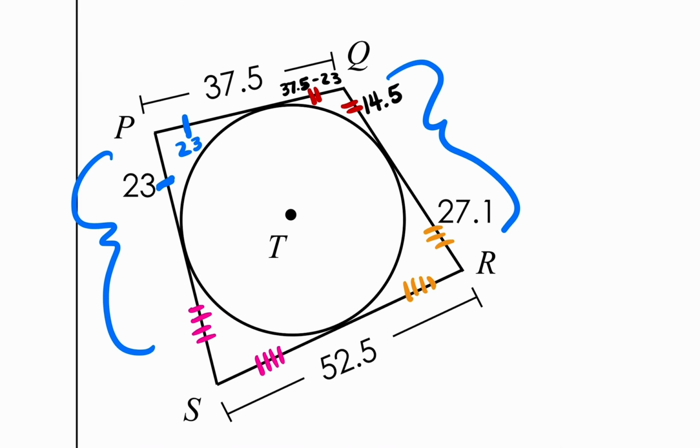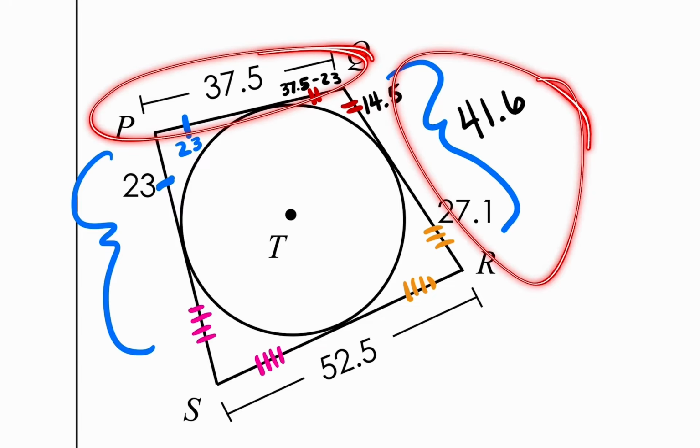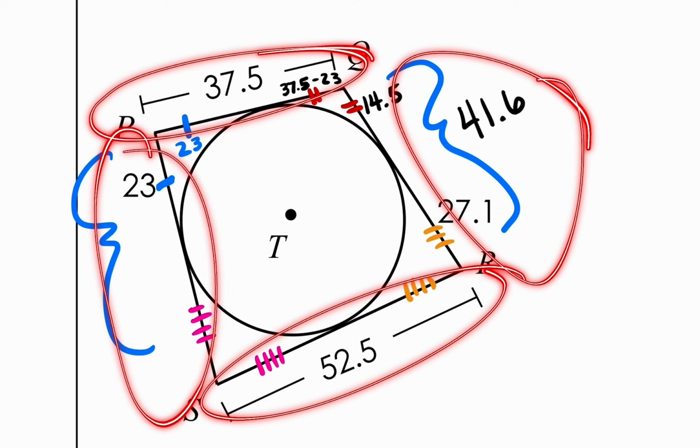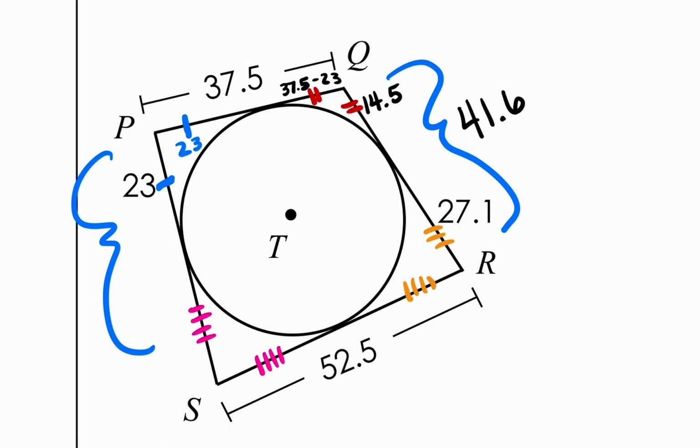And it looks like I've completed this side here. So now 14.5 and 27.1 would give me 14.5 plus 27.1 equals 41.6. All right, so we successfully have three sides, 1, 2, and 3. We just need the last side over here, okay?